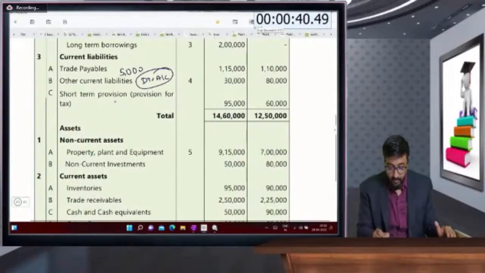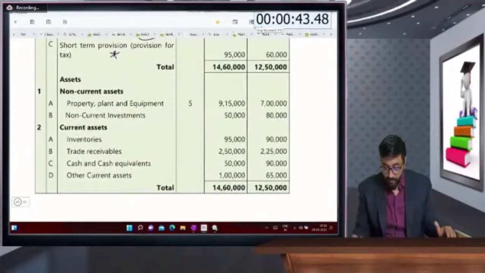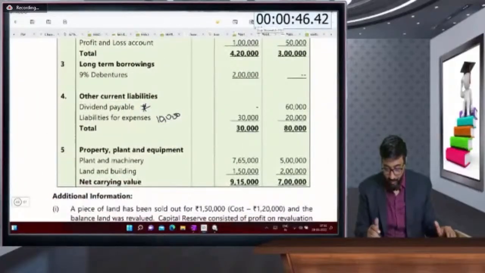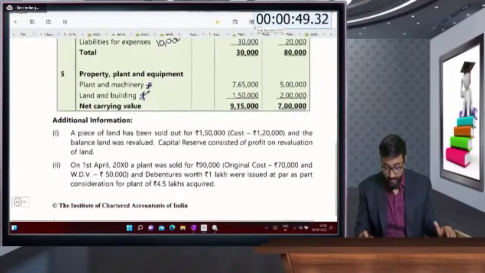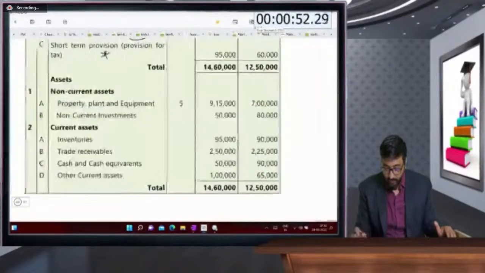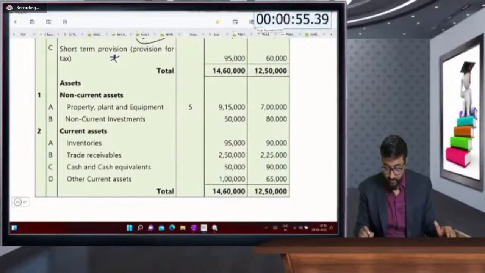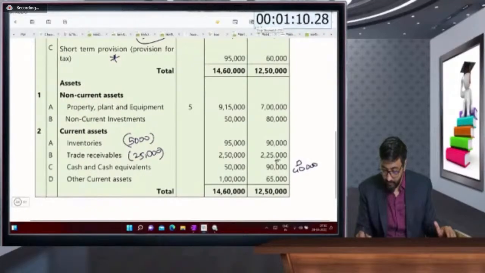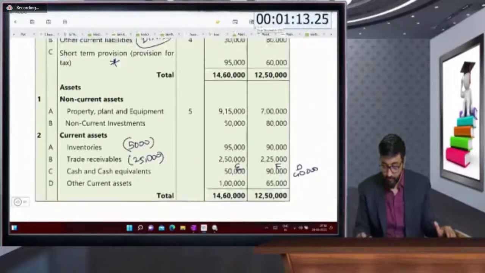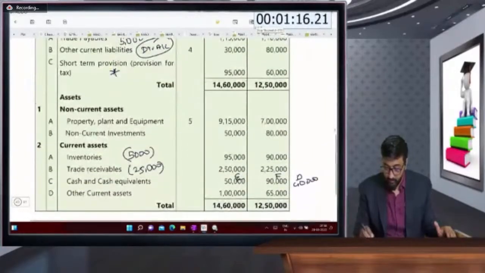Short term provisions, income tax mandatory account. Property, plant and equipment. You have plant and machinery, might be adjustment for that. Land and building, yes, land and building is also adjustment. Non-current investment, okay. Inventories, 5,000 increase, so this is outflow. Trade receivables, 25,000 increase, so outflow. Then cash and cash equivalent, D, E, F. So D is 40,000. This is F and this is E, 50,000. Sorry, this is F. So decrease. Other current assets.